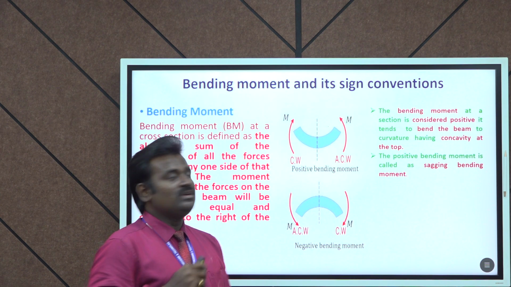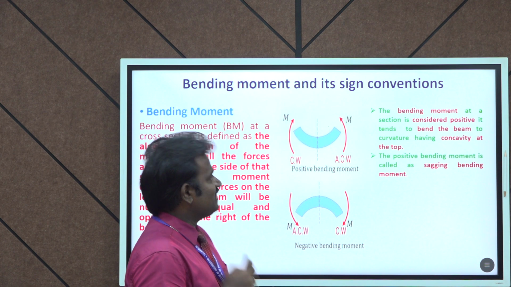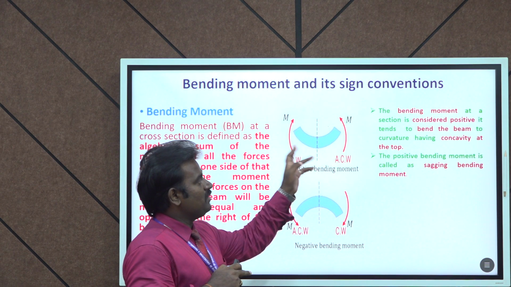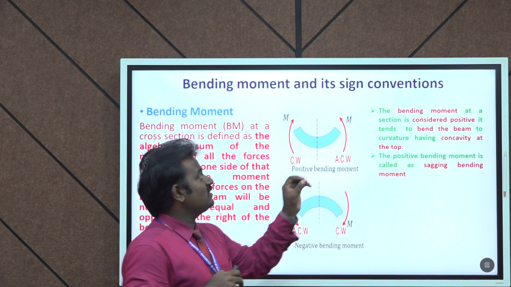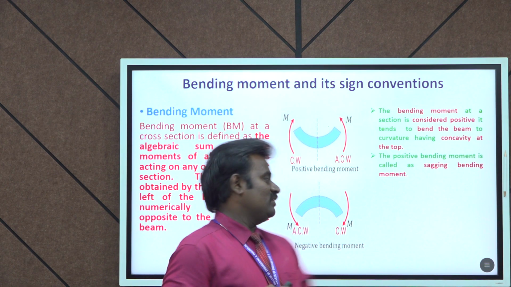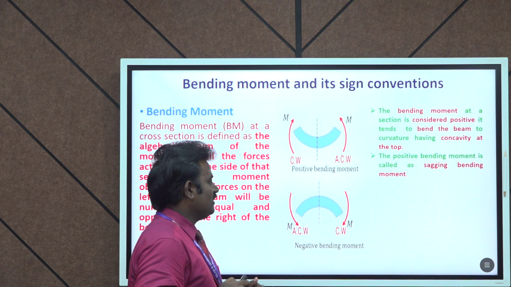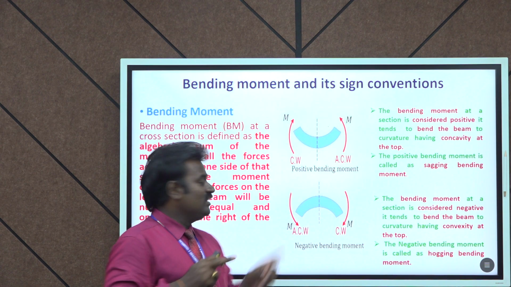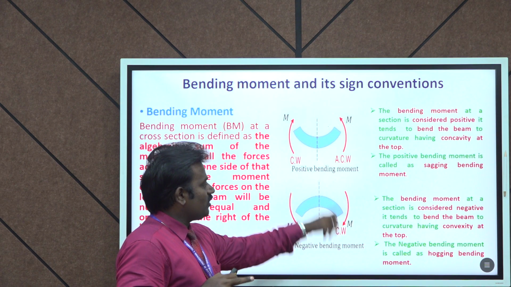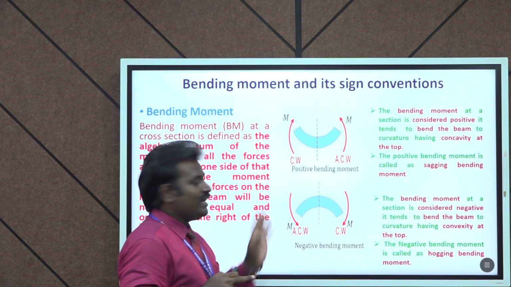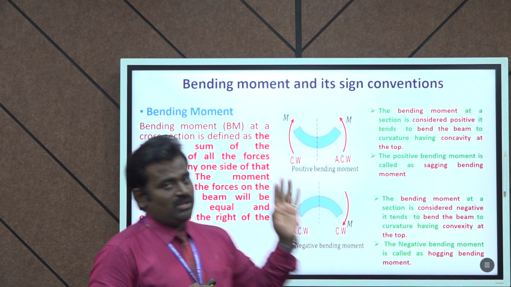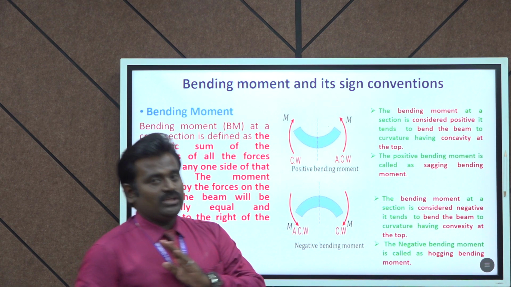First one, positive bending moment. The bending moment at a section is considered positive when the beam is bending such that the top layer of the beam has concavity. It is known as the positive bending moment. The positive bending moment is called the sagging bending moment. Second one, the hogging bending moment. It is the negative bending moment. When the beam is bent such that convexity forms in the top layer of the beam, it is known as the negative bending moment. So these are the two types of sign conventions of the bending moment: the positive bending moment as well as the negative bending moment.